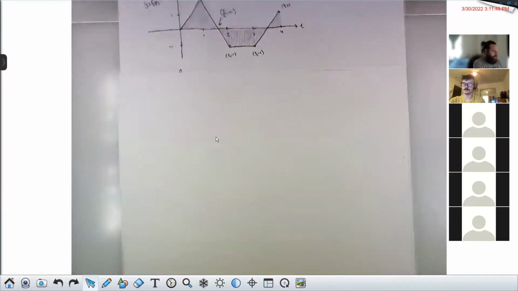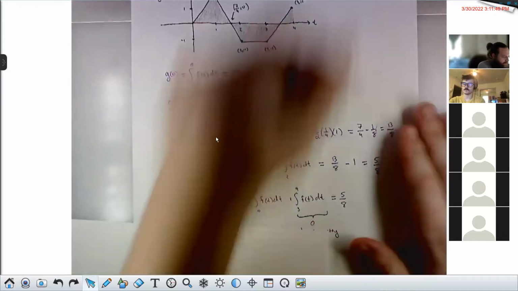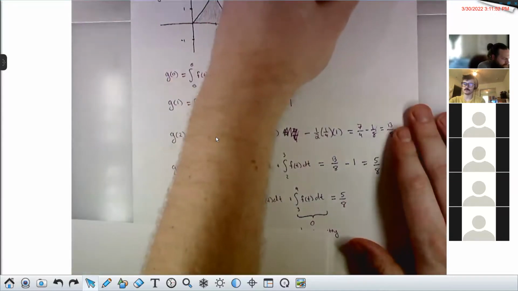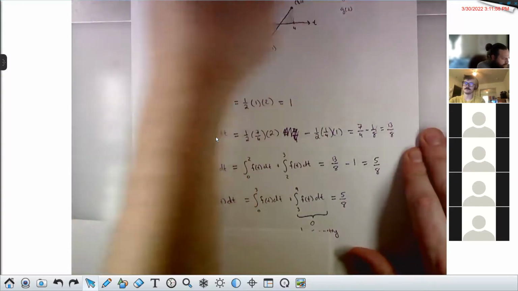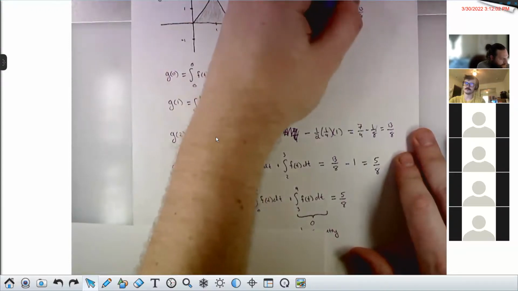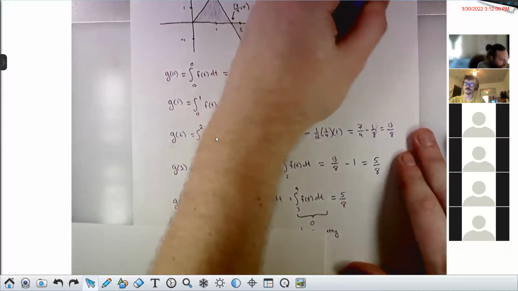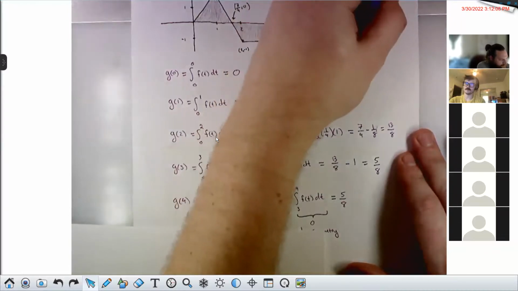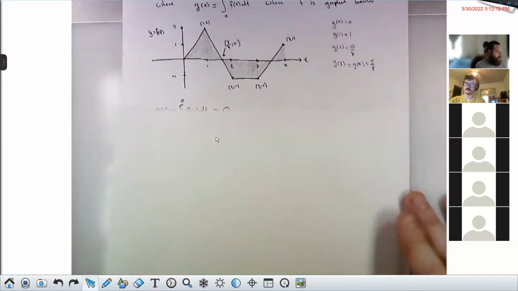So having done this, let me record those up there somewhere nice. G of 0 is 0. G of 1 was 1. G of 2 was 13/8. G of 3 and G of 4 were both 5/8. Okay.